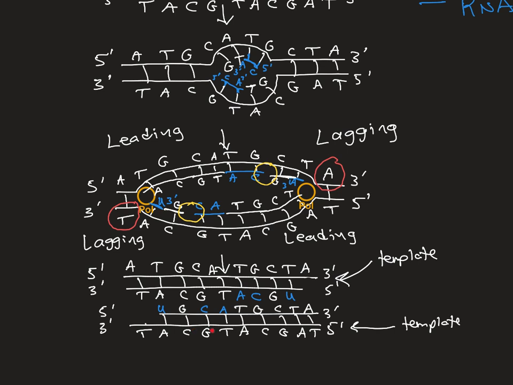So now the two top strands are identical to each other. The two bottom strands are identical to each other. We have successfully synthesized, replicated. One double helix has become two new double helices that are identical in sequence. That is DNA replication.